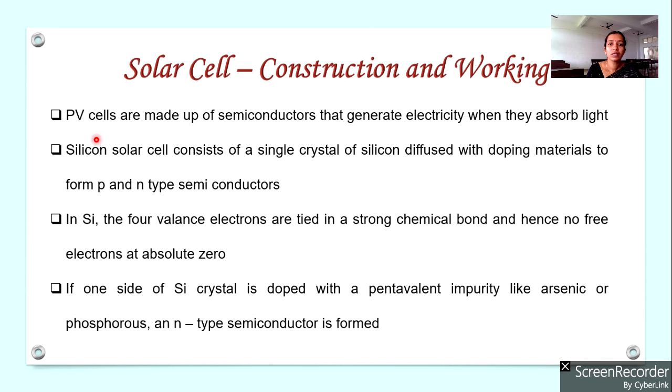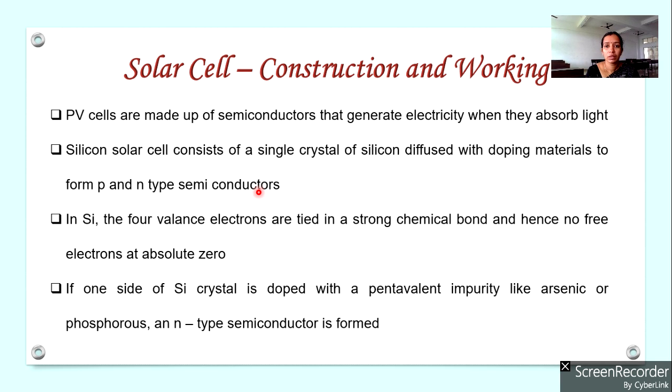So in solar cells, they are made up of semiconductors and they generate electricity. There will be free electrons, free charge carriers, when they absorb light. They are usually made up of silicon, and silicon solar cells consist of a single crystal of silicon diffused with doping materials to form p-type and n-type semiconductors.